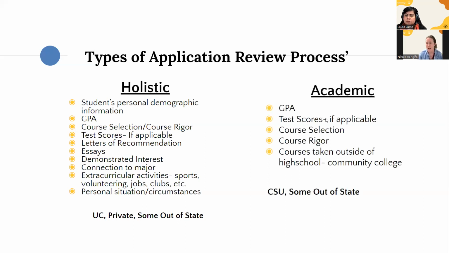And then the second would be academic. So this is more of the quantifiable things, numbers, test scores, things like that. So GPA, test scores, what courses you've taken, 9th through 12th grade, your course rigor, did you take AP classes to challenge yourself or take a 4th year of a subject when you didn't need to? And then the schools that look at this type of system would be the Cal States, or the CSU system here in California, and then some out-of-state schools.